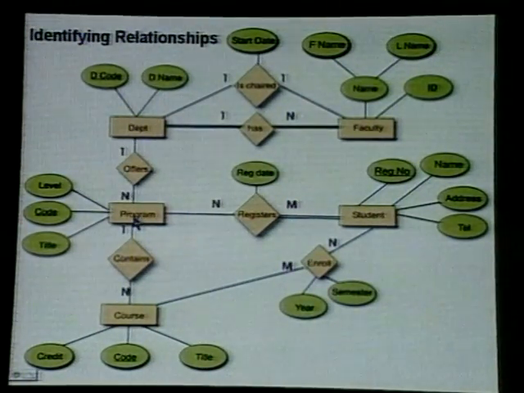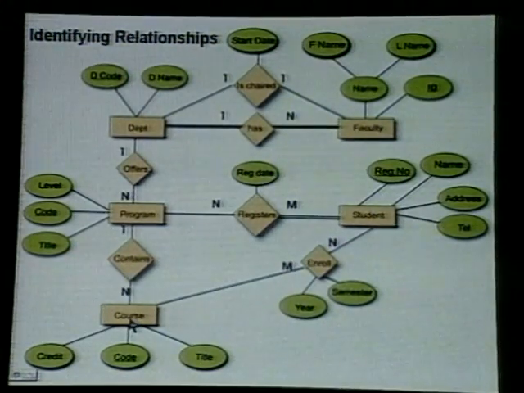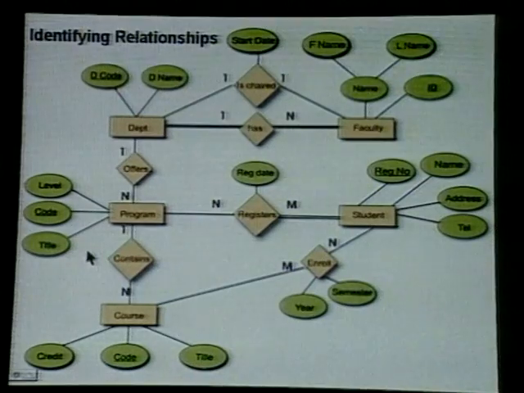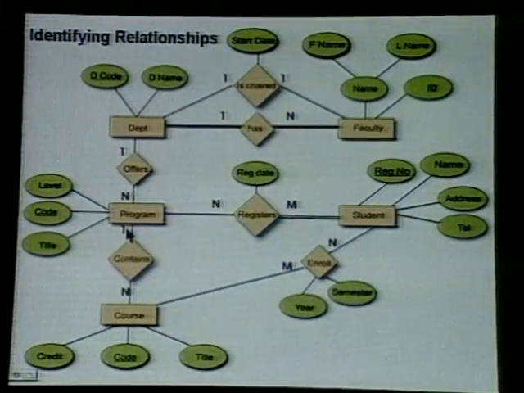Similarly, a program contains many courses. As you are taking BS Computer Science, that's the program. So it's one program and it has many courses. But one course is related to only one program. But if the same course with the same code, with the same credit and rest of the information can be offered in more than one program, then this relationship will become an n to m relationship.